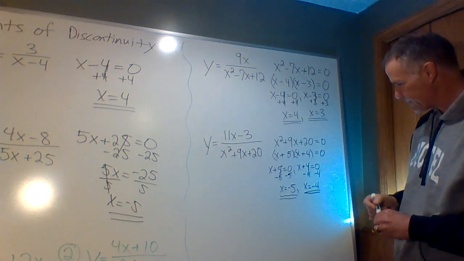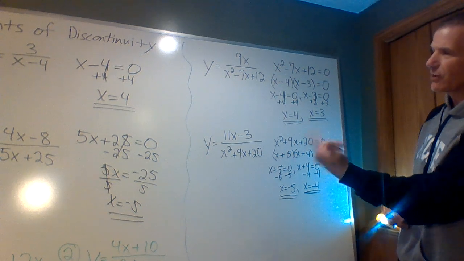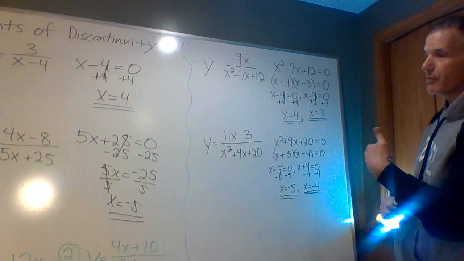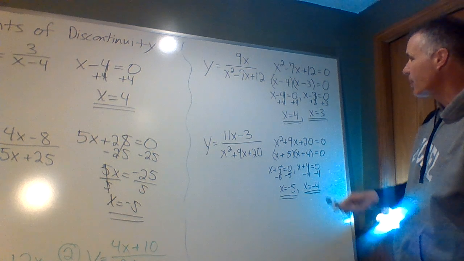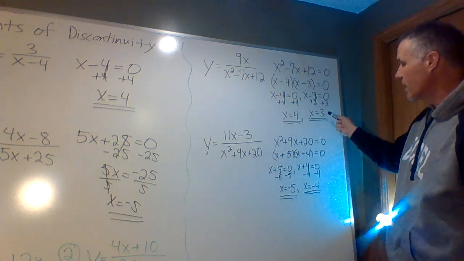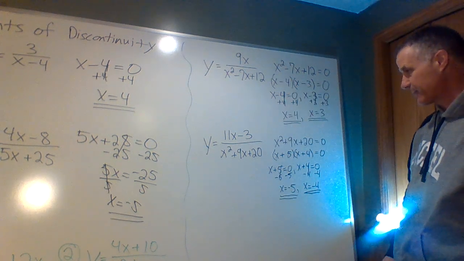There's our two answers. So two different types of discontinuity, but both of them are set equal to 0 on the bottom and solve. It's just the trinomial ones, you have to do the two parentheses.